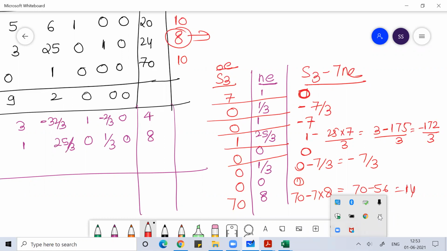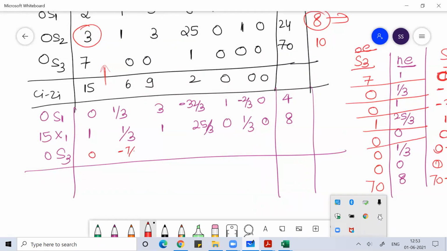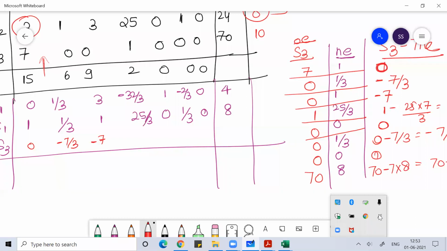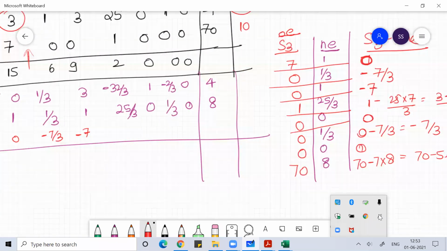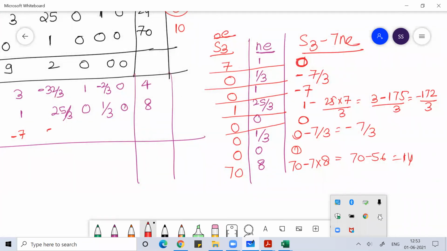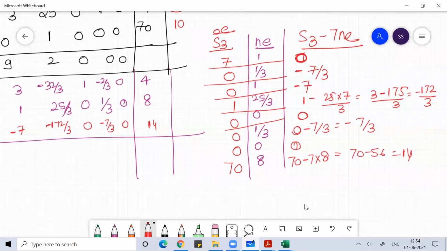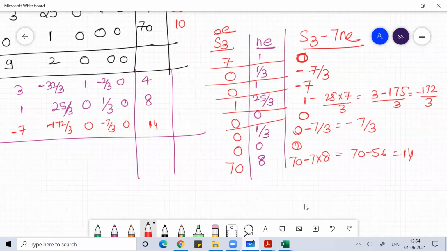So 0, minus 7 by 3, minus 7, then 0, minus 7 by 3, then minus 172 by 3, then 0, then 14.